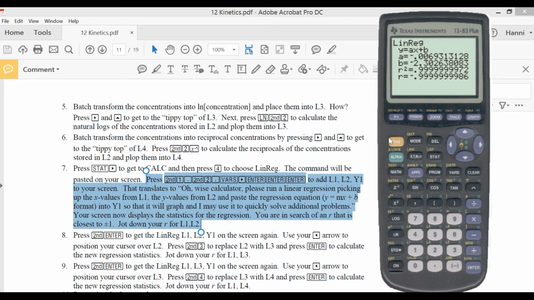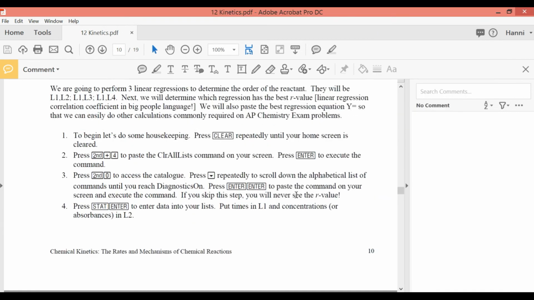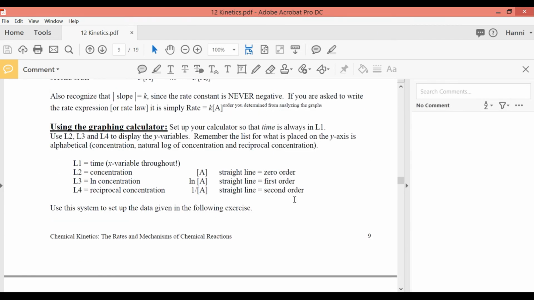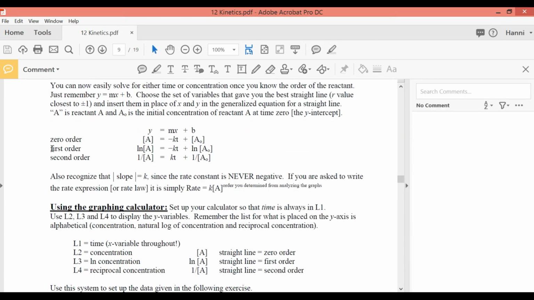But let's go ahead and check L4. So second, enter to get our thing back up. Go over to L3 and replace it now with L4. Press enter. Yeah, our R values aren't that good. So L3 was the best one. That was the natural logarithmic. And if you have a natural log, that's a first order equation.